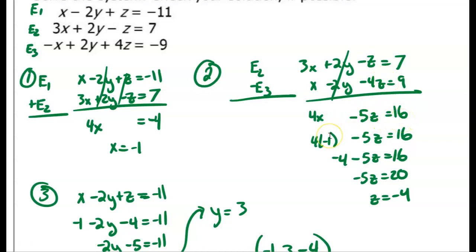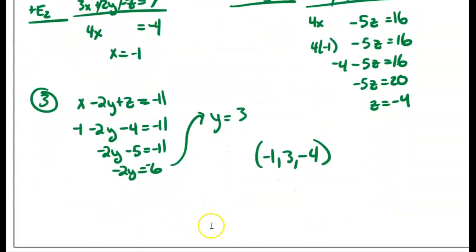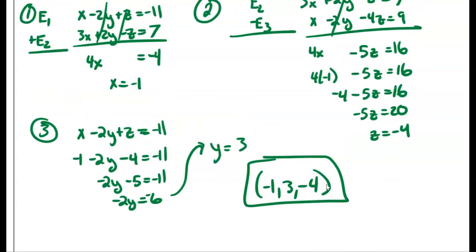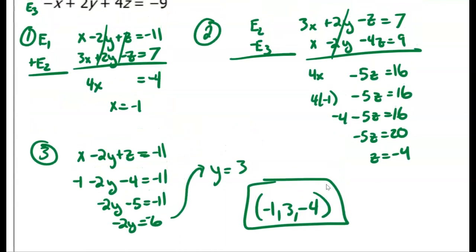So I then was able, because I already knew x, to substitute in negative 1 for x and solve for z. So that got me z. So then I picked an equation. I went with the first one, and I took equation 1, and I plugged in negative 1 for x and negative 4 for z, and I solved to get y equals 3. And then I wrote my answer like a point. Feel free to pause at any point on that if you want to see in more detail what I did.